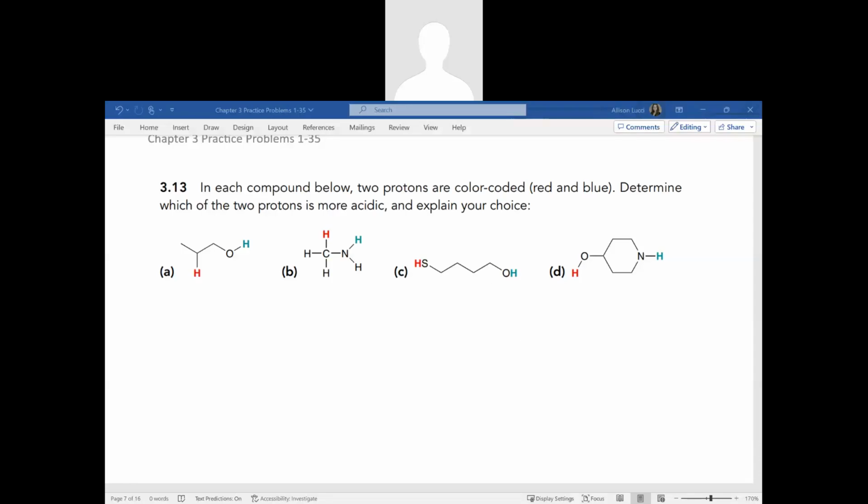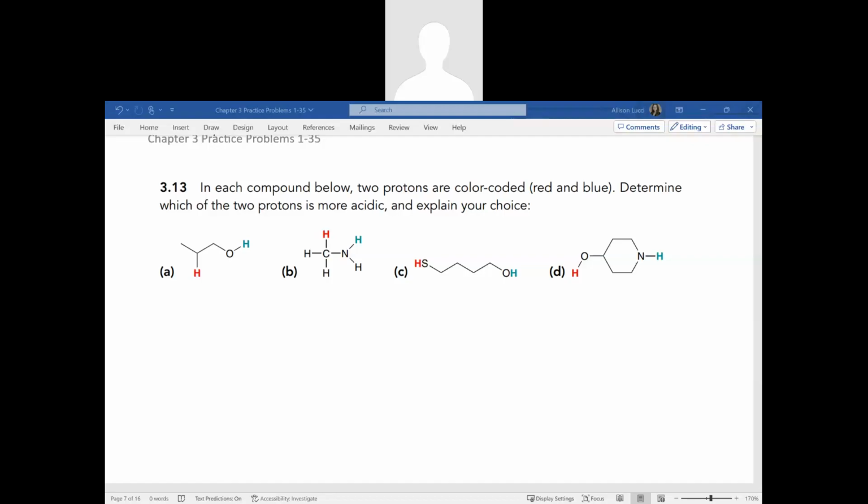For problem 13 from chapter 3, we are given 4 compounds, A through D here, and each compound has 2 protons, which are color-coded, red and blue. And we're asked to determine between these 2 protons, which is the more acidic proton. And these are not color-coded to show acid and base, red and blue, so we can't use that to help us. But we can use some periodic trends such as electronegativity or atomic size.